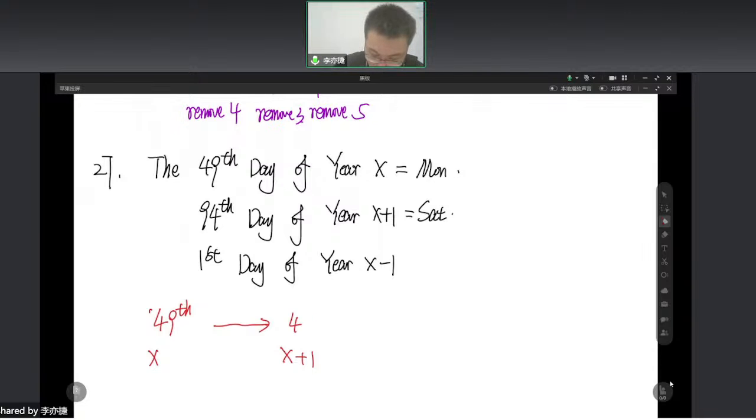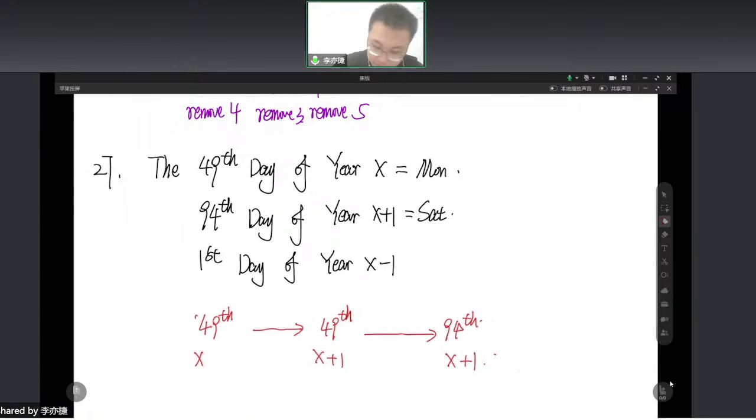So maybe we just move to the 49th day of the X plus 1. And then we move to the 94th day of the X plus 1. So maybe we just first treat this, so 49th to, so this is the whole year. So we should add 365, and it has a remainder 1 divided by 7. So we should spend 1 extra day.